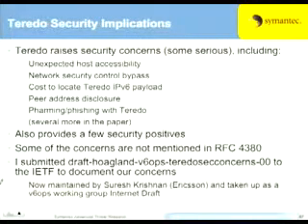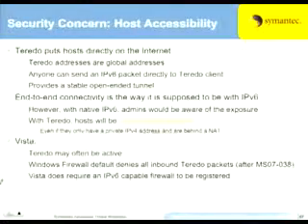And some of these concerns aren't mentioned in Teredo's RFC. Because of this, I submitted an internet draft to the IETF to document our concerns. Now, this draft is being maintained by Suresh Krishnan, and as of a couple of days ago, it has been taken up as a v6ops working group internet draft. That's good. At least people are becoming aware of the Teredo security problems. There wasn't really much documented before I started looking at this.